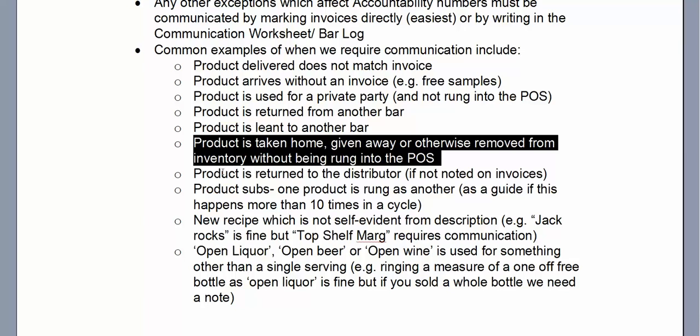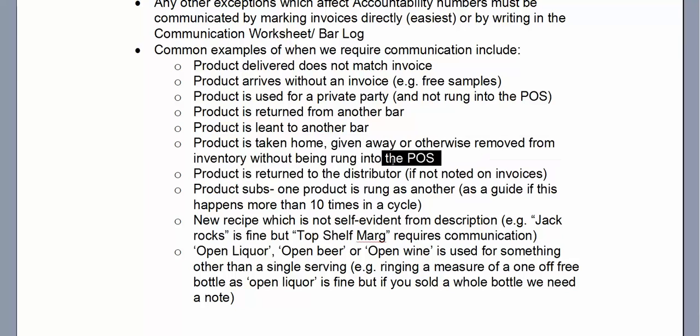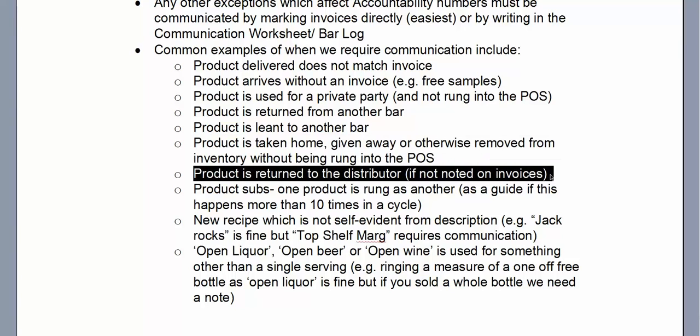If product is returned, sometimes you get a bad keg. Sometimes you simply realize that you got more than you wanted. But anytime you send product back, sometimes you'll get a return credit notice. That's fine. If not, we need to have a note on it.